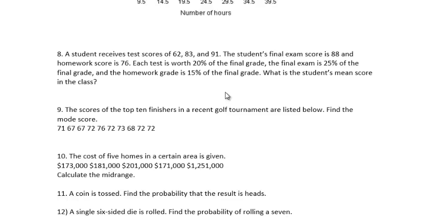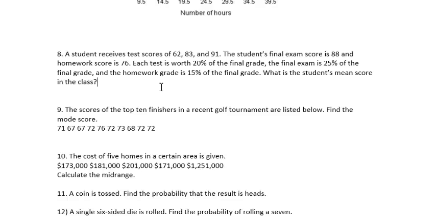Okay, let's take a look at number 8. A student receives test scores of 62, 83, and 91. The final exam score is 88, and the homework score is 76. Each test is worth 20%, the final exam 25%, and the homework score 15%. What is the student's mean score for the class? Mean is the average, and you have to weight each thing by what the problem tells you to.